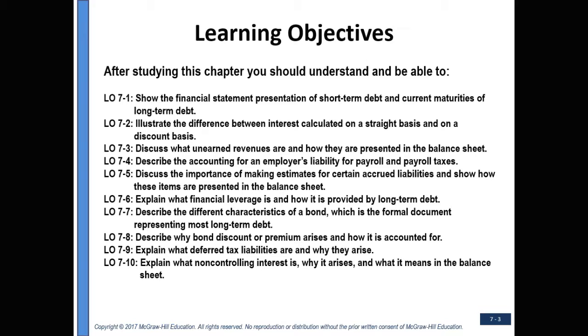We're going to describe the different characteristics of a bond, the formal document that represents most long-term debt. We're going to describe why the bond discount or premium arises and how we account for it. We're going to explain what deferred tax liabilities are and why they arise. And we will also talk about what a non-controlling interest is, why it arises, and what it means to the balance sheet.